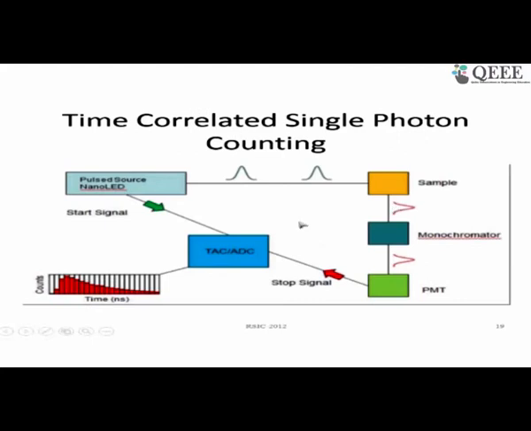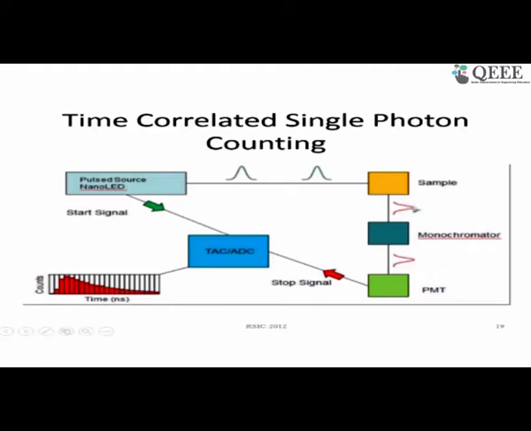Time correlated single photon counting is a bit more tricky instrument. Here again there is a light source, light pulses are coming, it is not continuous, the source is not always on, it is a pulsed light. So light pulses are coming out, here is your sample, it absorbs the pulse, it emits the light, it goes to the monochromator system and then it reaches the detector.